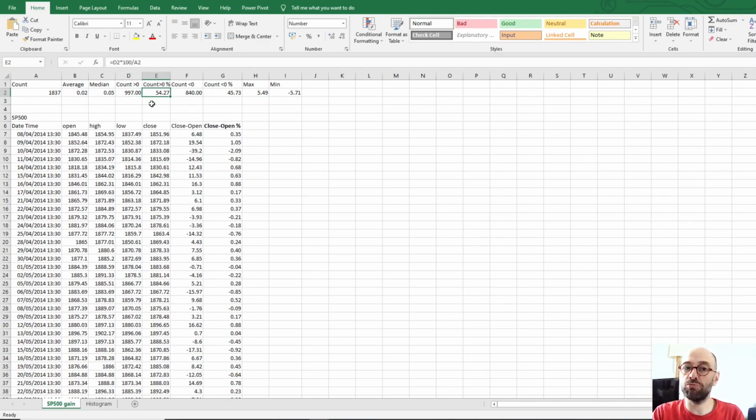In percentage, it corresponds to 54.27%. And then how many days had a loss or were down for the day, that was 840 days. And then again the same thing in percentage was 73% of the days were down. Then we had also the maximum and the minimum gain and loss.